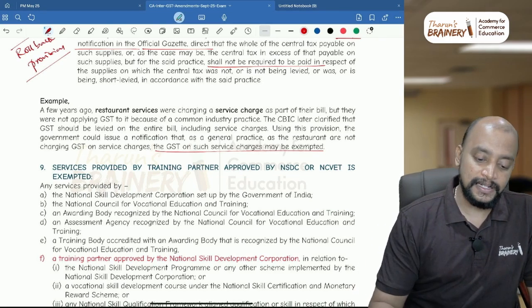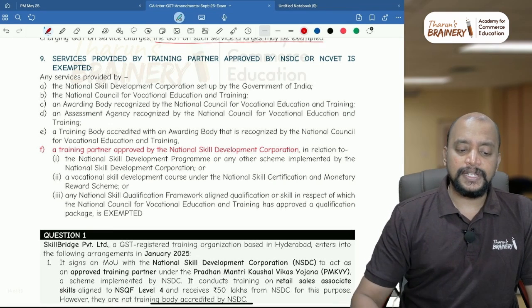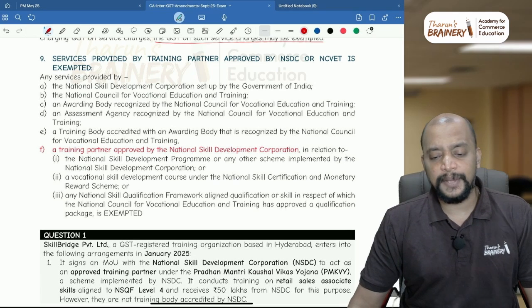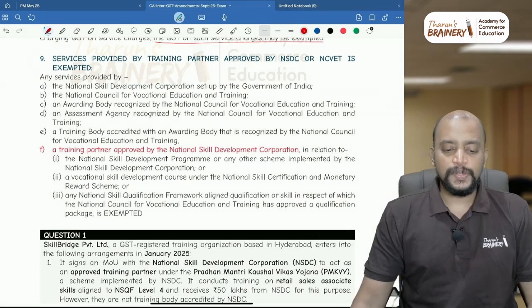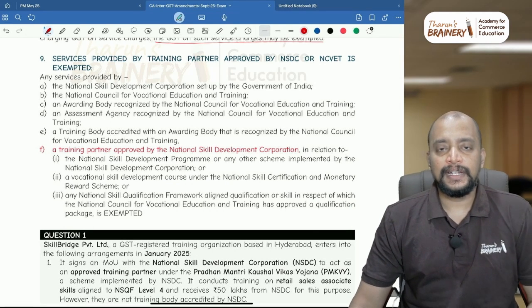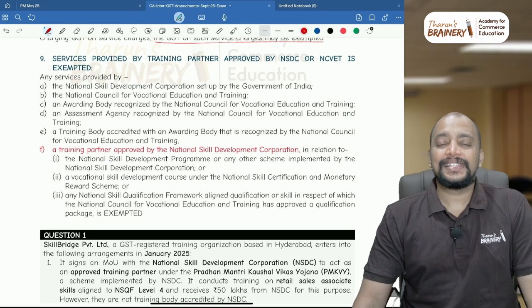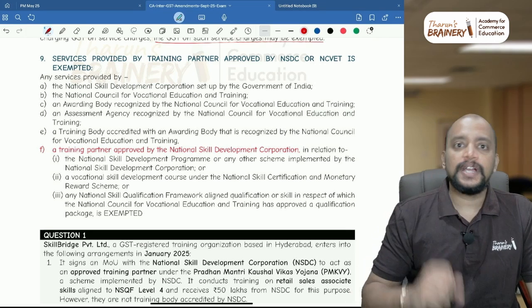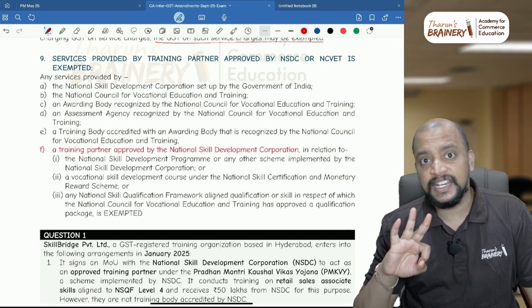Next, we have the 9th point, services provided by a training partner approved by NSDC or NCVET are exempted. So this point here, what happened is that previously the NSDC, National Skill Development Corporation, used to have three bodies: awarding body, assessment body and training body, like the three bodies.